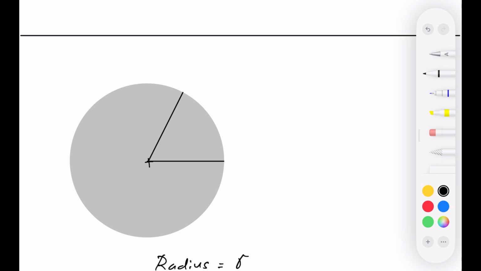Alright, here we have a sector. Now I'm going to label these endpoints. I'm going to label the center as O, the endpoints of the sector as A and B. I need to do some further geometric constructions. First, I need to draw a perpendicular from A to OB. Let me label the base of that perpendicular as C, and then I need to connect the points A and B.